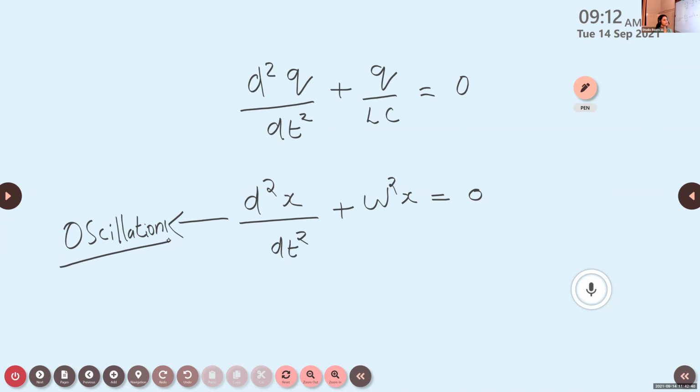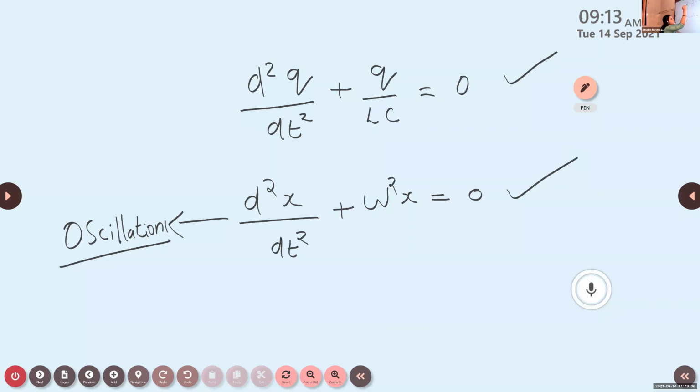According to the equation for oscillation, we have d square x by dt square plus omega square x is equal to 0. Here we are going to compare these two equations. This is the differential form of oscillation, and this is the general equation for calculating the oscillation.